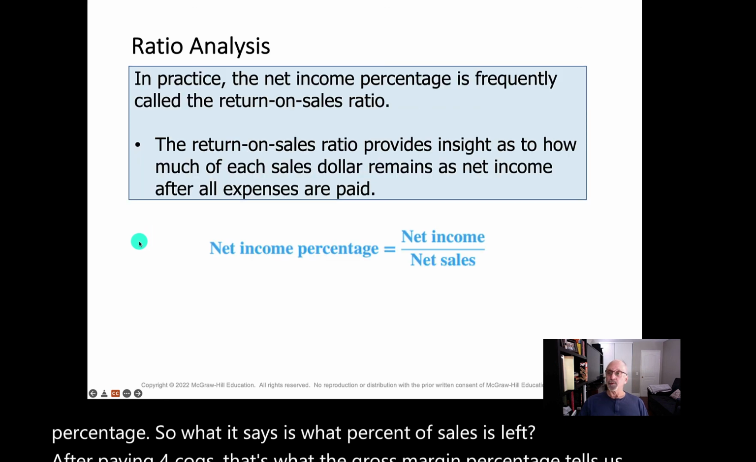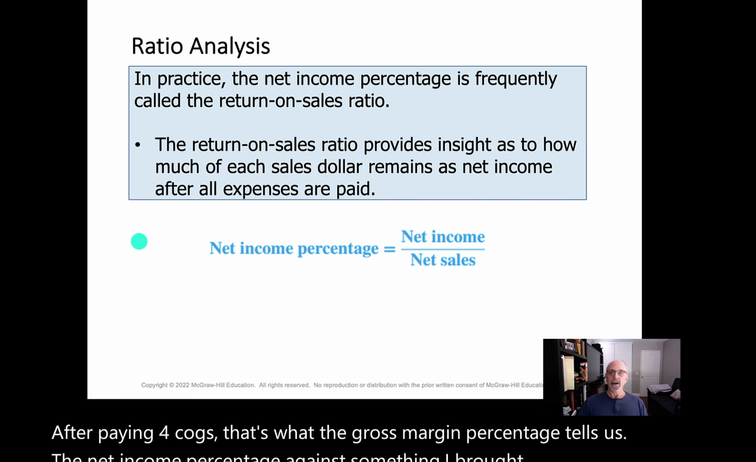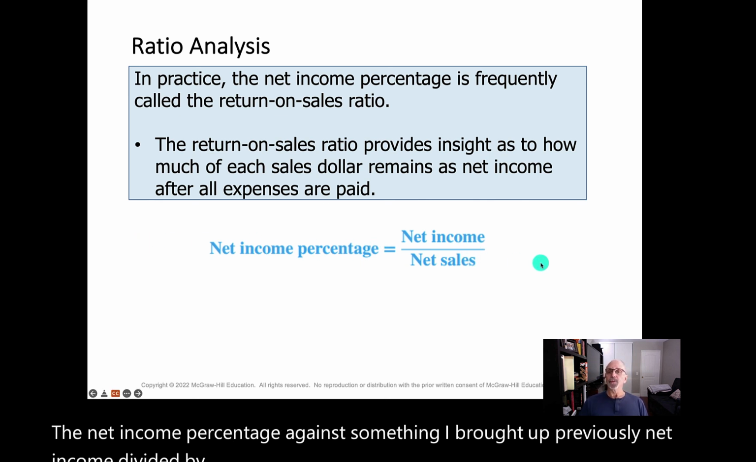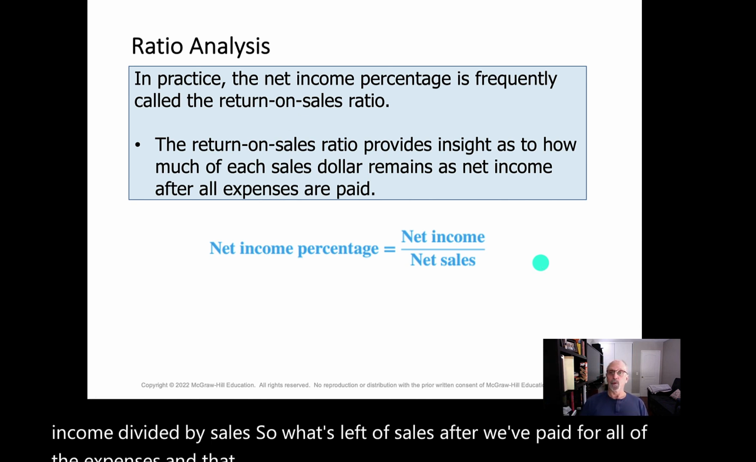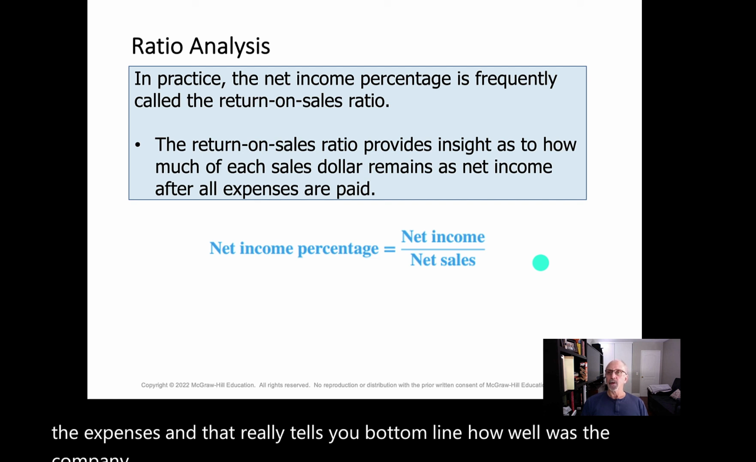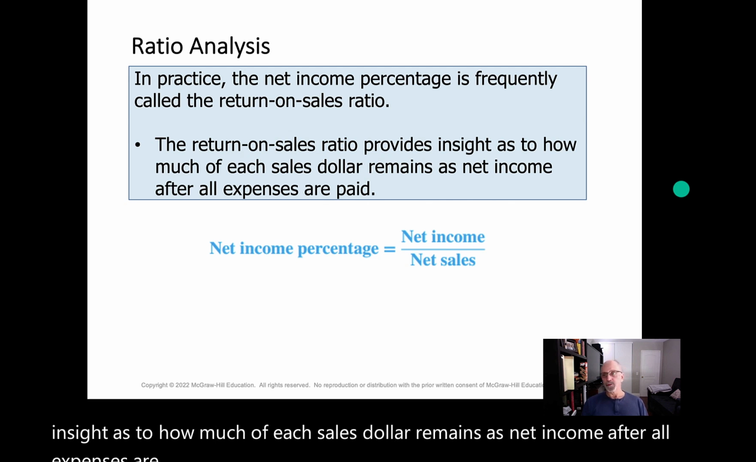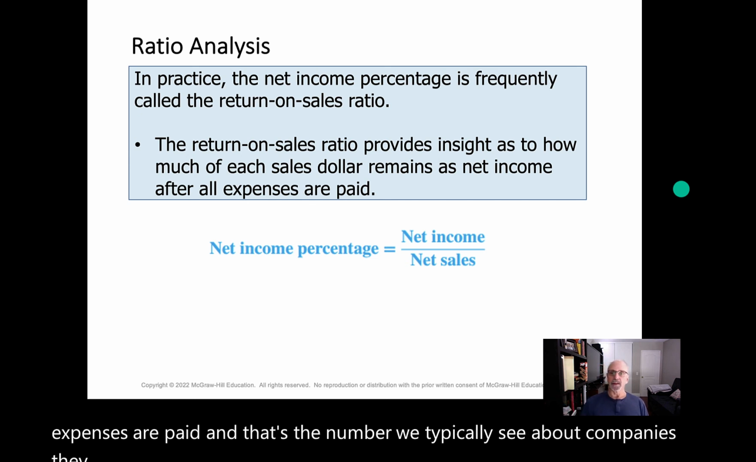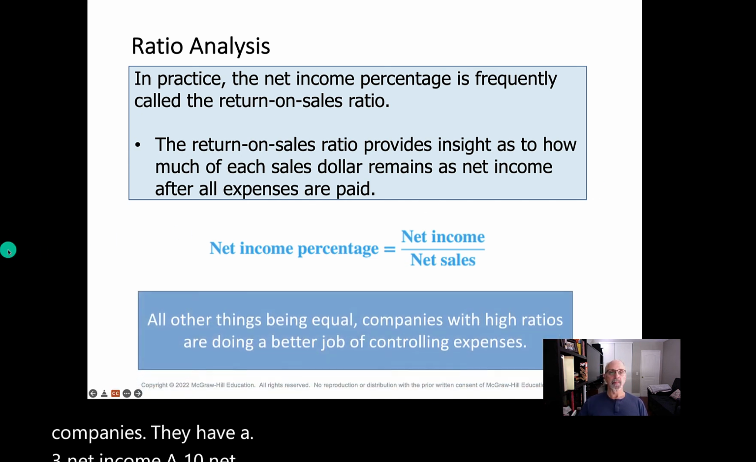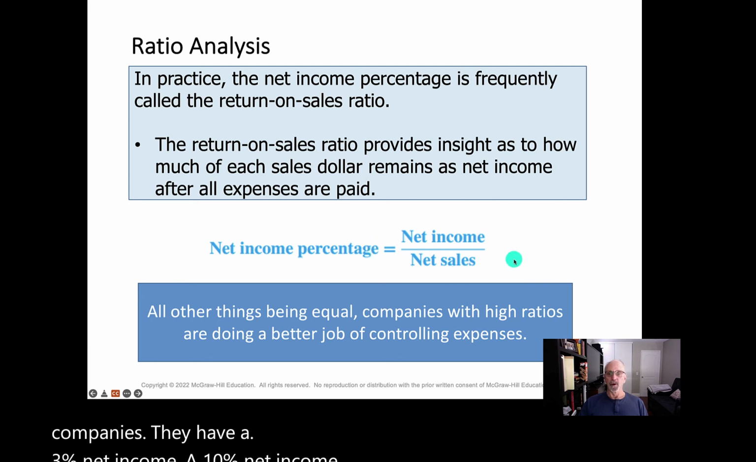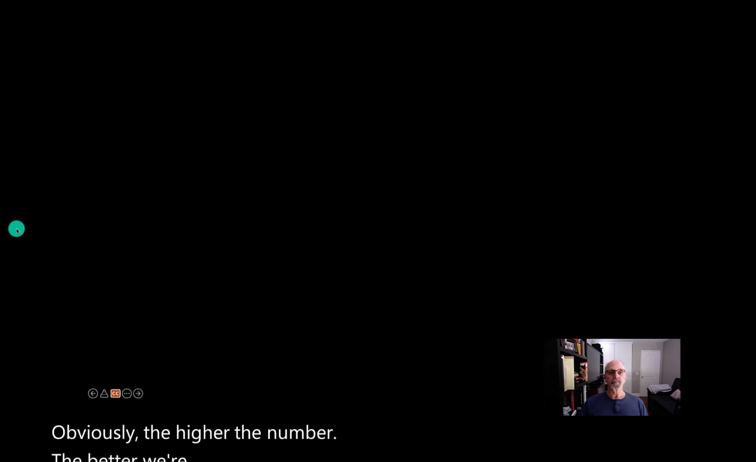Now the net income percentage, again, something I brought up previously, is net income divided by sales. So what's left of sales after we've paid for all of the expenses? And that really tells you, bottom line, how well was the company managed? How is it functioning? Return on sales ratio provides insight as to how much of each sales dollar remains as net income after all expenses are paid. And that's the number we typically see about companies. They have a 3% net income, a 10% net income. Obviously, the higher the number, the better we're doing. And that ends our discussion for Chapter 4.